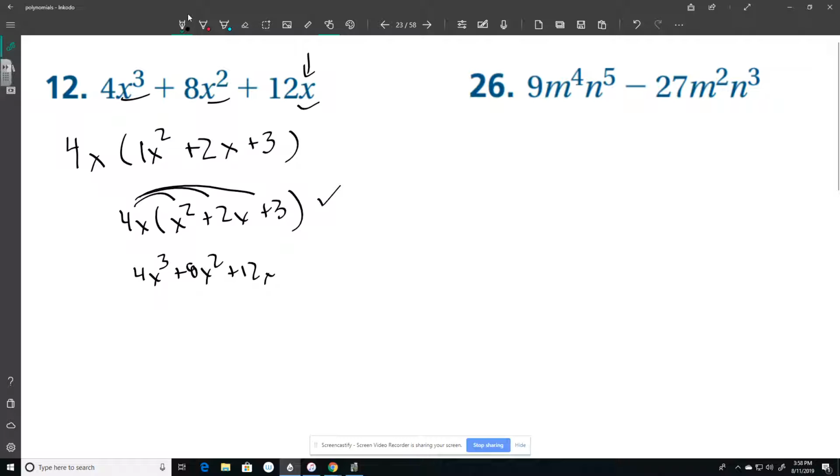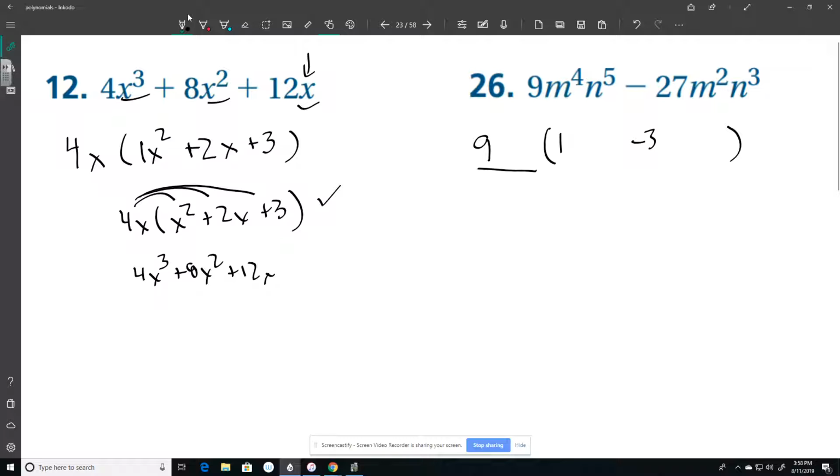This one's a little bit tricky just because it's not only an x, but we're doing the same thing. I want to pull out the biggest number possible. So 9 and 27, that's going to be a 9 that comes out in front. So that's going to leave me with a 1 right here and a negative 27. If I pull 9 out, negative 27 divided by 9 is negative 3 left over.